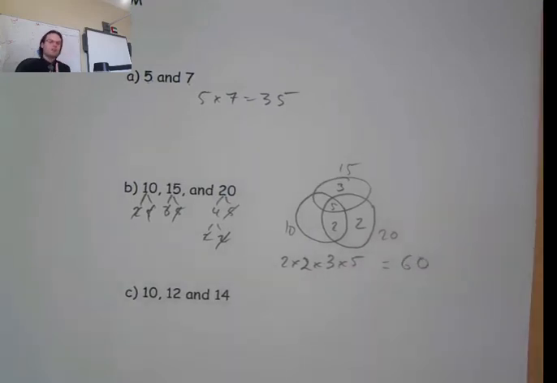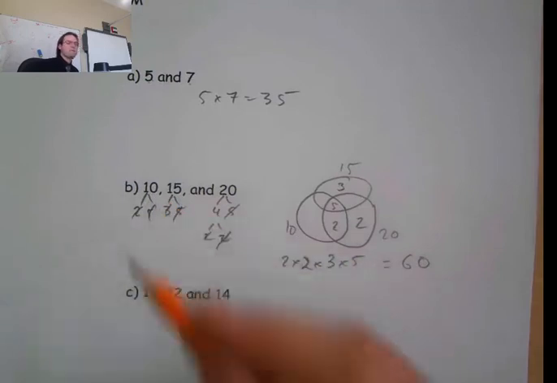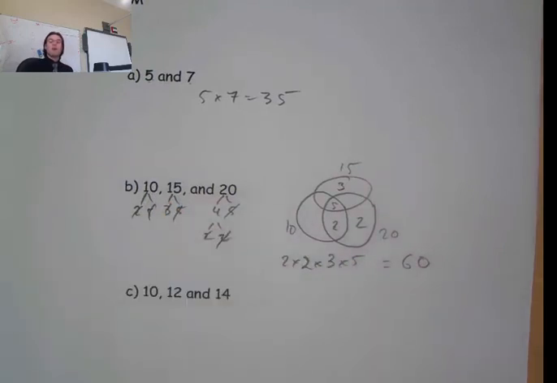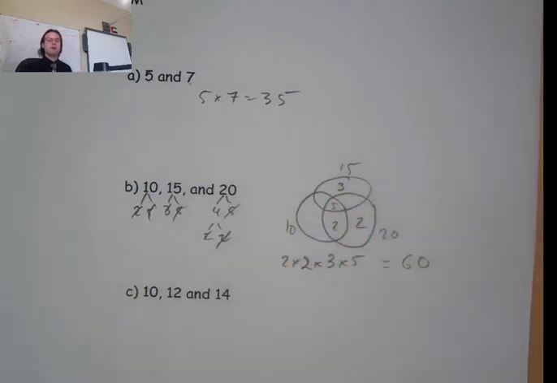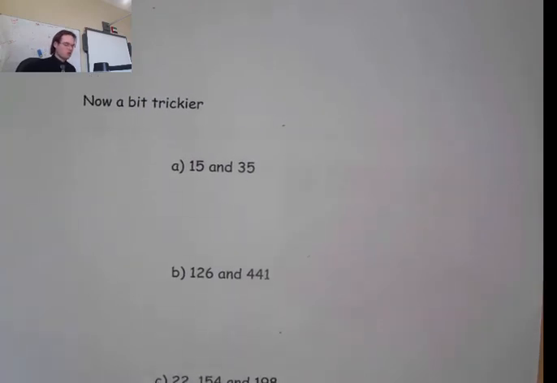So first thing I always do still is I find my prime factors. Then I put them in the Venn diagram. Then, once I have my Venn diagram, I multiply everything in the Venn diagram together. Okay? So this gets rid of all of our repeated multiplication. So there's no repeated multiplication in this Venn diagram.